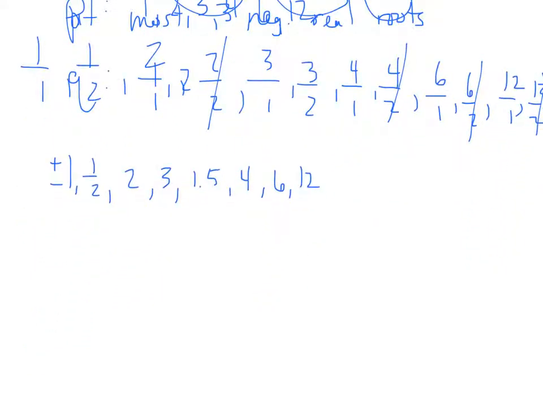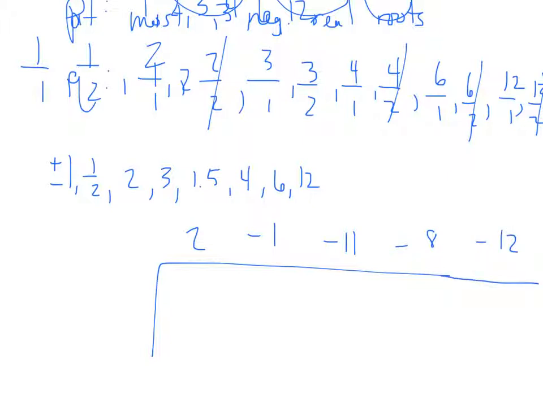Our numbers across the top of our synthetic table are going to be 2, negative 1, negative 11, negative 8, and negative 12. And let's try 1. Bring down the 2. 1 times 2 is 2. 2 minus 1 is 1. 1 times 1 is 1. 1 minus 11, negative 10. Negative 10 and negative 8 is negative 18. Negative 18 and negative 12 is negative 30.